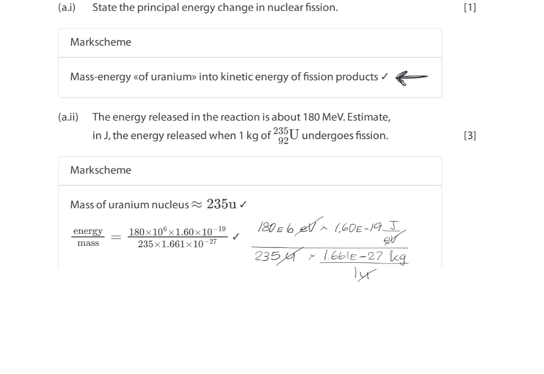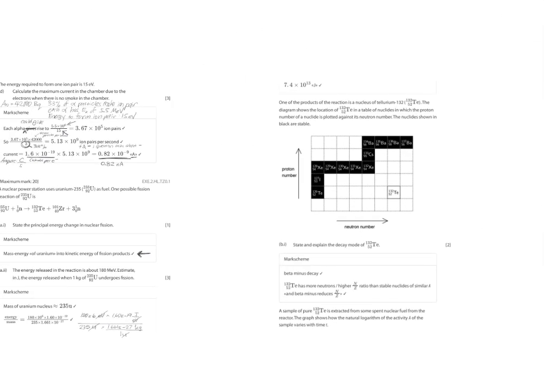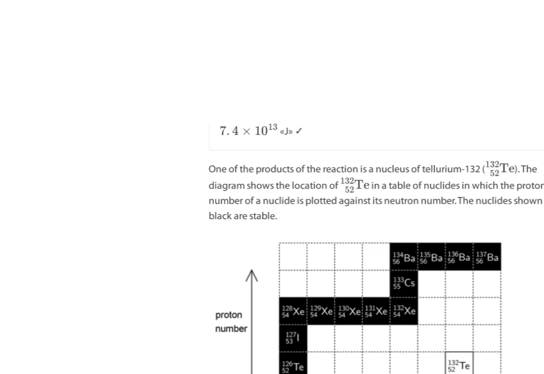And so universal mass units cancels out. And so what are we left with but joules per kilogram, right? And so that's why they're talking about a kilogram of uranium-235. So we have 180 times 10 to the 6 times 1.6 times 10 to the negative 19 divided by 235 times 1.661 times 10 to the negative 27. And when you run all of that through, we get a lot of joules. 7.4 times 10 to the 13 joules for our answer.